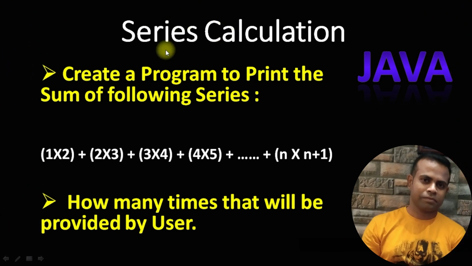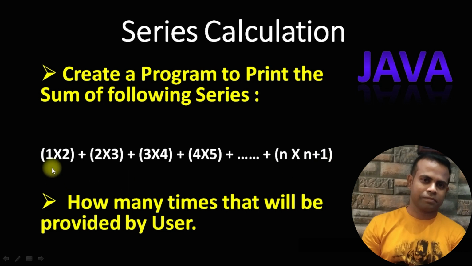Today we will create another series calculation program in Java, where our problem statement is to create a program to print the sum of the following series. So this is a series, and we have to print the sum of this series, where the length of the series will be input by the user. This is basically 1 into 2, plus 2 into 3, plus 3 into 4, plus 4 into 5, and it will go on until the number the user expects is matched.